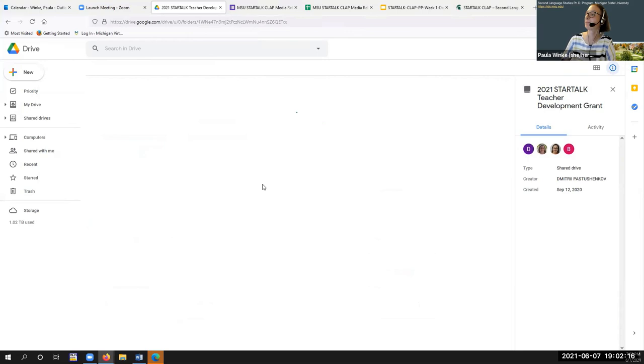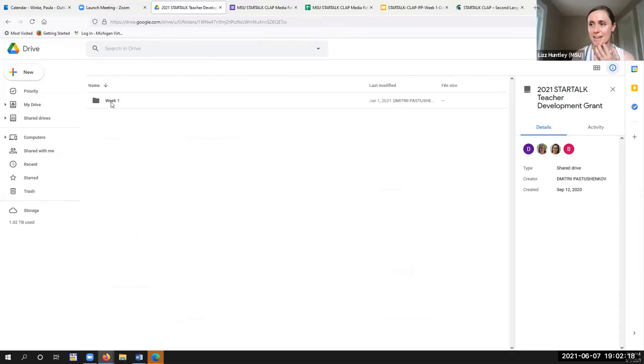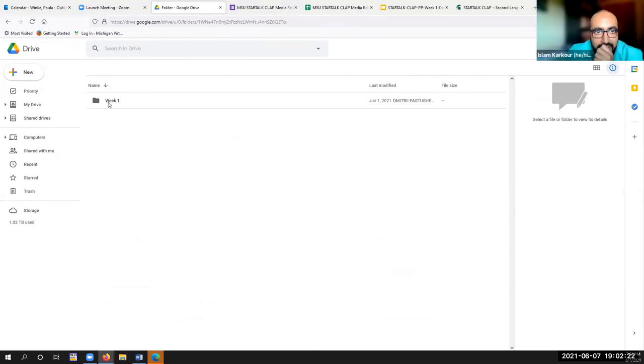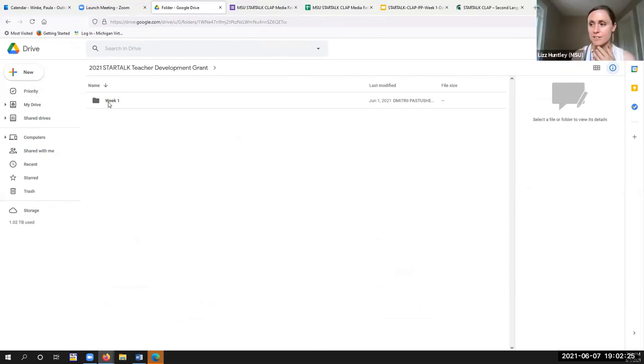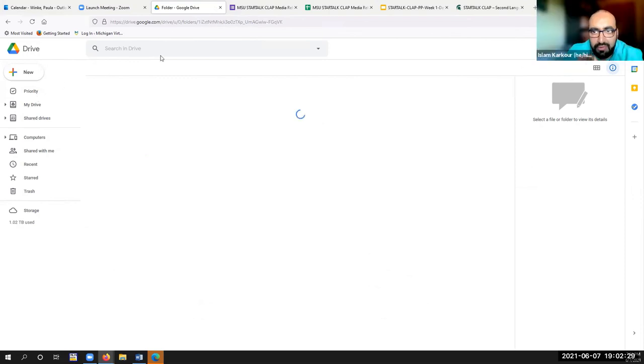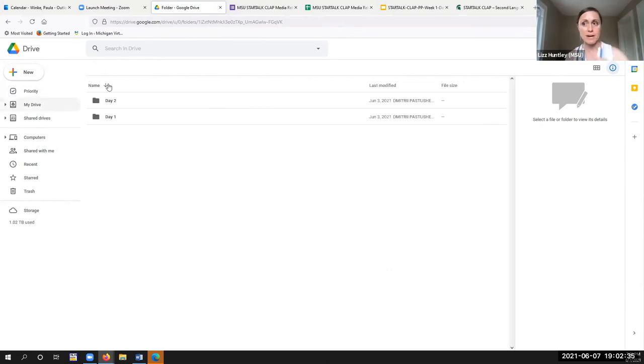My screen should be small. One folder titled CLAP Teacher Participant Portfolios, within that broad folder. Okay, I found this one, CLAP Teacher Participant Portfolio. Right, and then within that, there should be 20 subfolders organized by last name, first name, and then a three-letter code indicating Arabic or Russian.